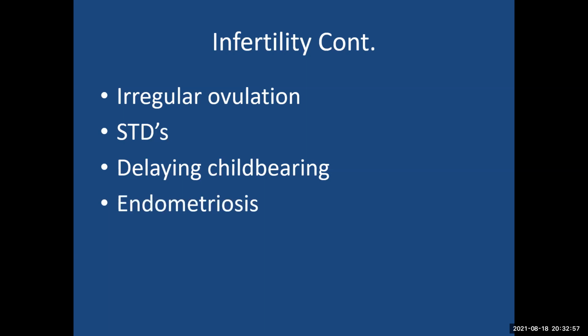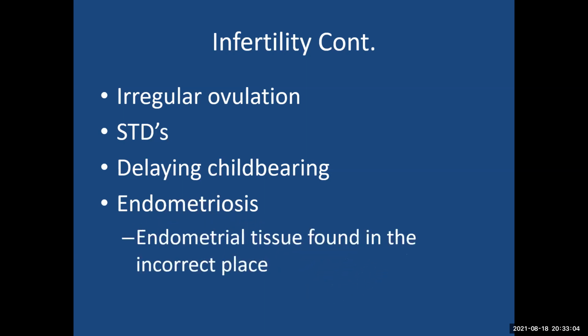Okay, the next one is endometriosis, which is kind of a fancy term. What that basically means is that the endometrial tissue is found in the incorrect place. In other words, these cells may plant in other areas of the woman's body. For example, the fallopian tube would be a classic example of that. And they tend to grow there and attach. The problem with that is it causes bleeding and blockage.